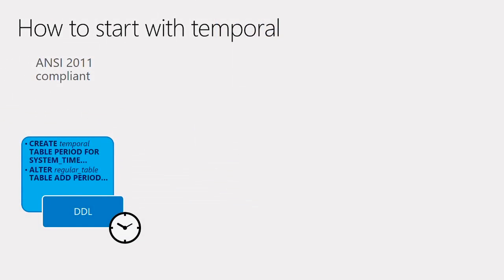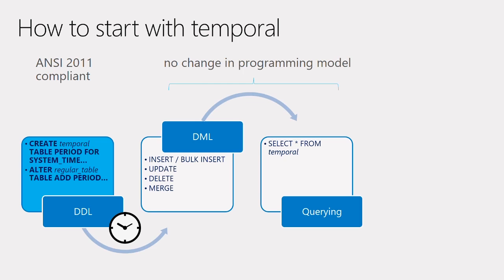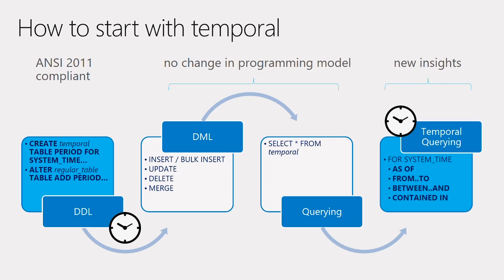So the way it works is, we have a 2011 ANSI compliant implementation of this. There's some DDL that allows you to create a temporal table, and then you have your usual DML, and then you have your querying, and then you can have a temporal query. So this can be completely transparent to the application, right? Because all of the history and all of that temporal characteristics is managed by the database.